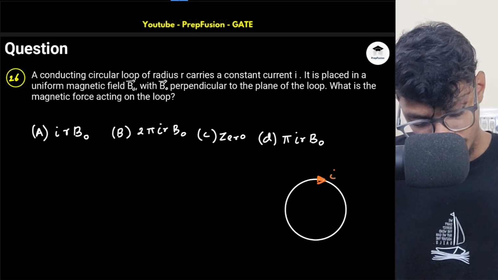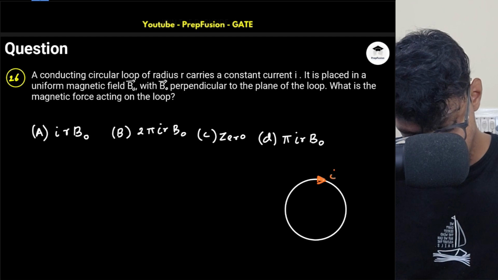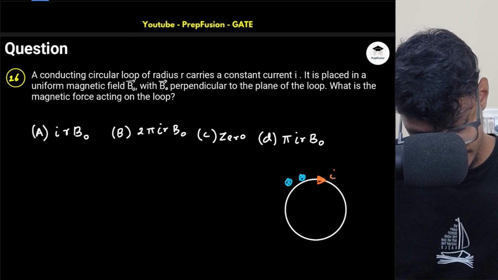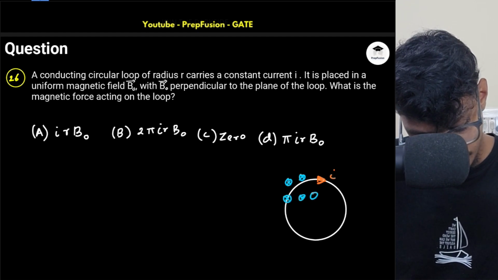So here this current is flowing, right? And the magnetic field is always perpendicular. So it is like this, either cross or dot. I can take any assumption, so I will take cross only. So what will be the force acting on this loop?